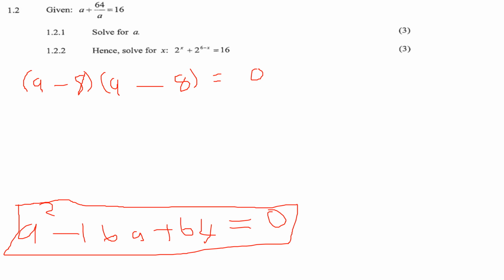Okay, so now basically the value of a, it will be what? a - 8 equals to 0, because remember, if this is 0, then everything is 0. So the value of a - 8 equals to 0. Therefore, we will have only one value of a, which is a being equal to 8.